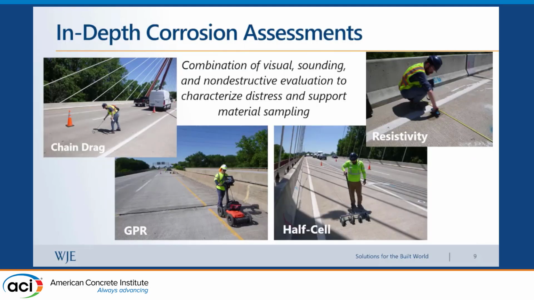So for each of those bridges, when we did the field investigation, we did a combination of visual assessment, and we did a sounding survey to identify areas where we have delaminations of the concrete cover. And we also did non-destructive testing. So we included half-cell potential testing and resistivity testing, to learn more about areas that might have had corrosion initiation, but it's not showing delamination or spalls yet.